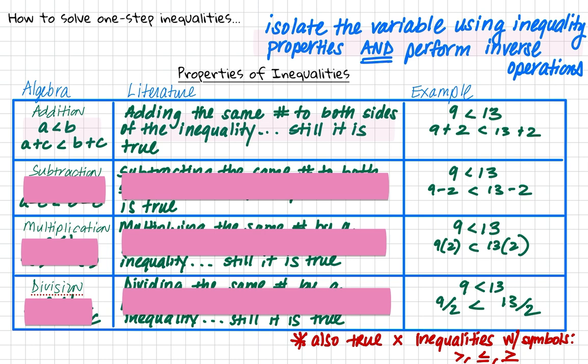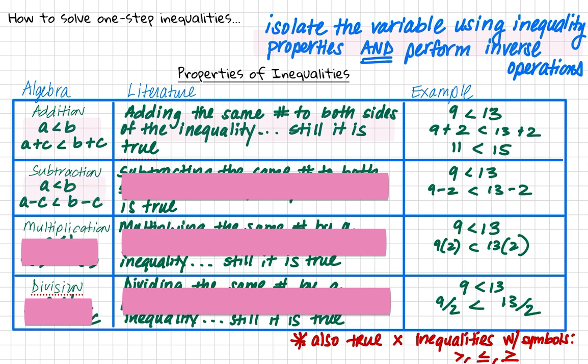So you're going to add C to one side and add C to the other side. It's still true as if you didn't add to either. So an example here is 9 is less than 13. If I add 2 to both sides, we have 11 is still less than 15.